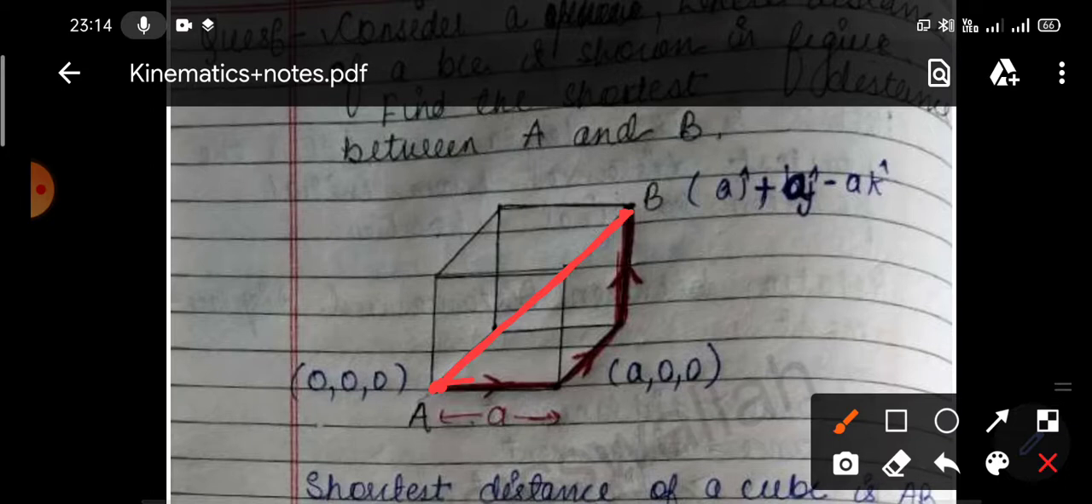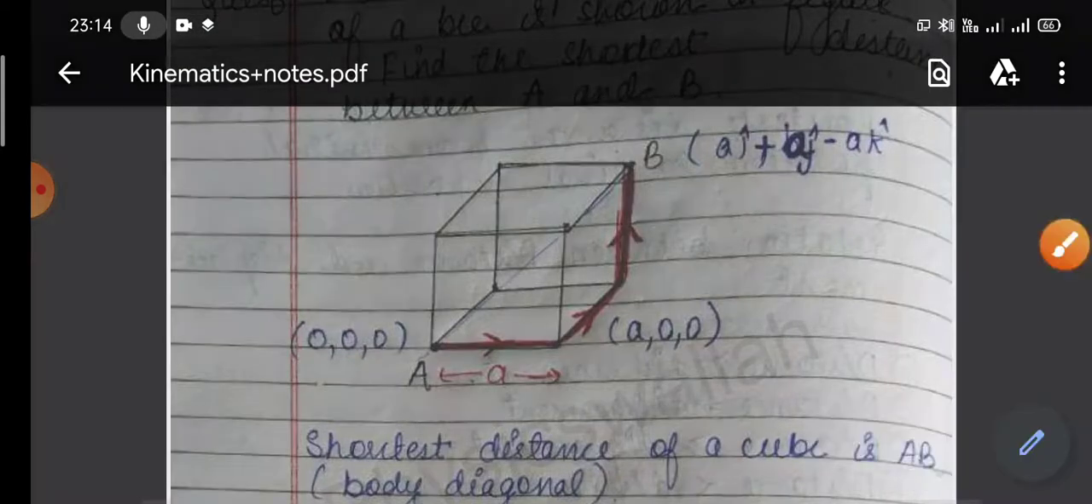If you know the formula for the diagonal of a cube, this is actually root 3 times a, where a is the length of one arm. Or you can calculate it in vector form. We will use the concept of vectors here. Suppose the coordinates of point A are 0, 0, 0, that means 0 i hat plus 0 j hat plus 0 k hat.